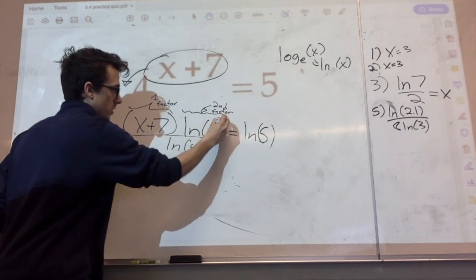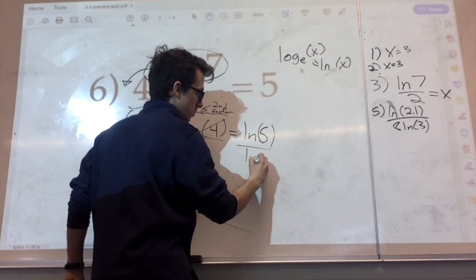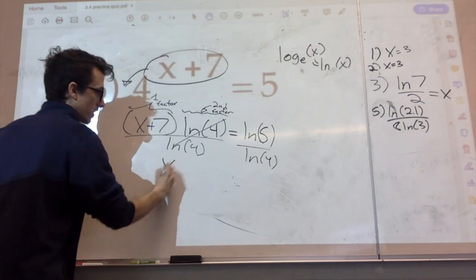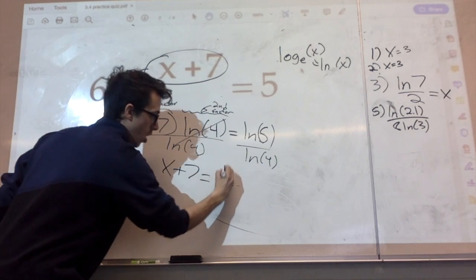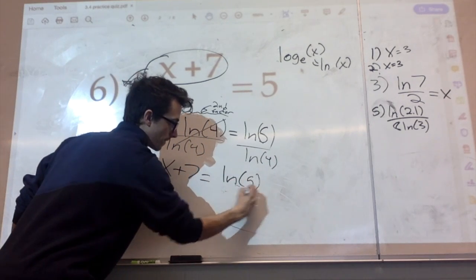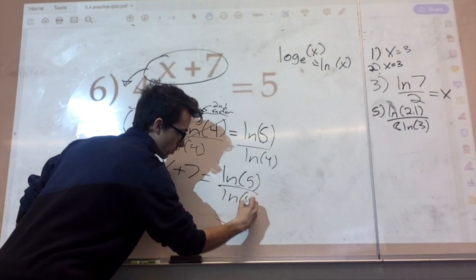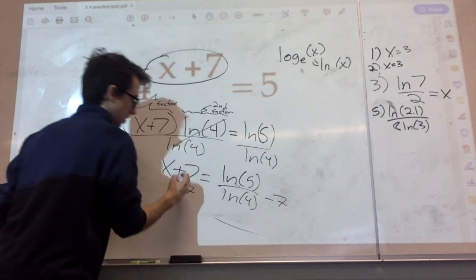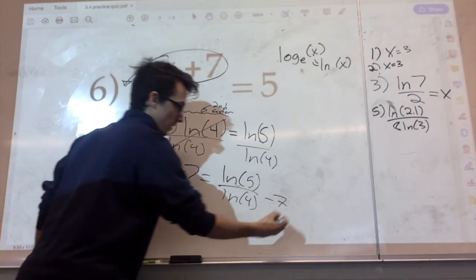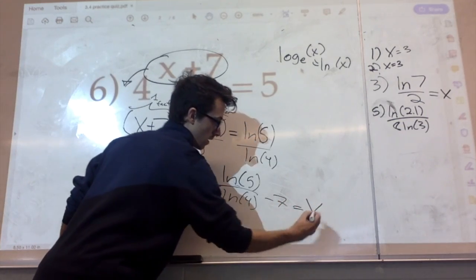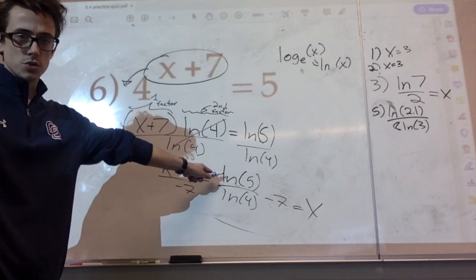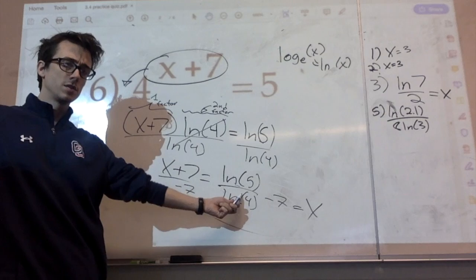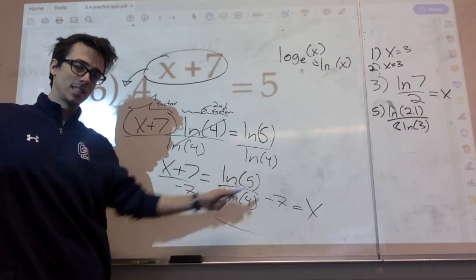So natural log of 4 cancels here. Natural log of 4 cancels just on the left side, really. You're now left with x plus 7 equals all of this natural log of 5 over natural log of 4. Deduct 7 on both sides. This is now your answer. You have natural log of 5 dividing with natural log of 4, and then you're subtracting 7 at the very end.